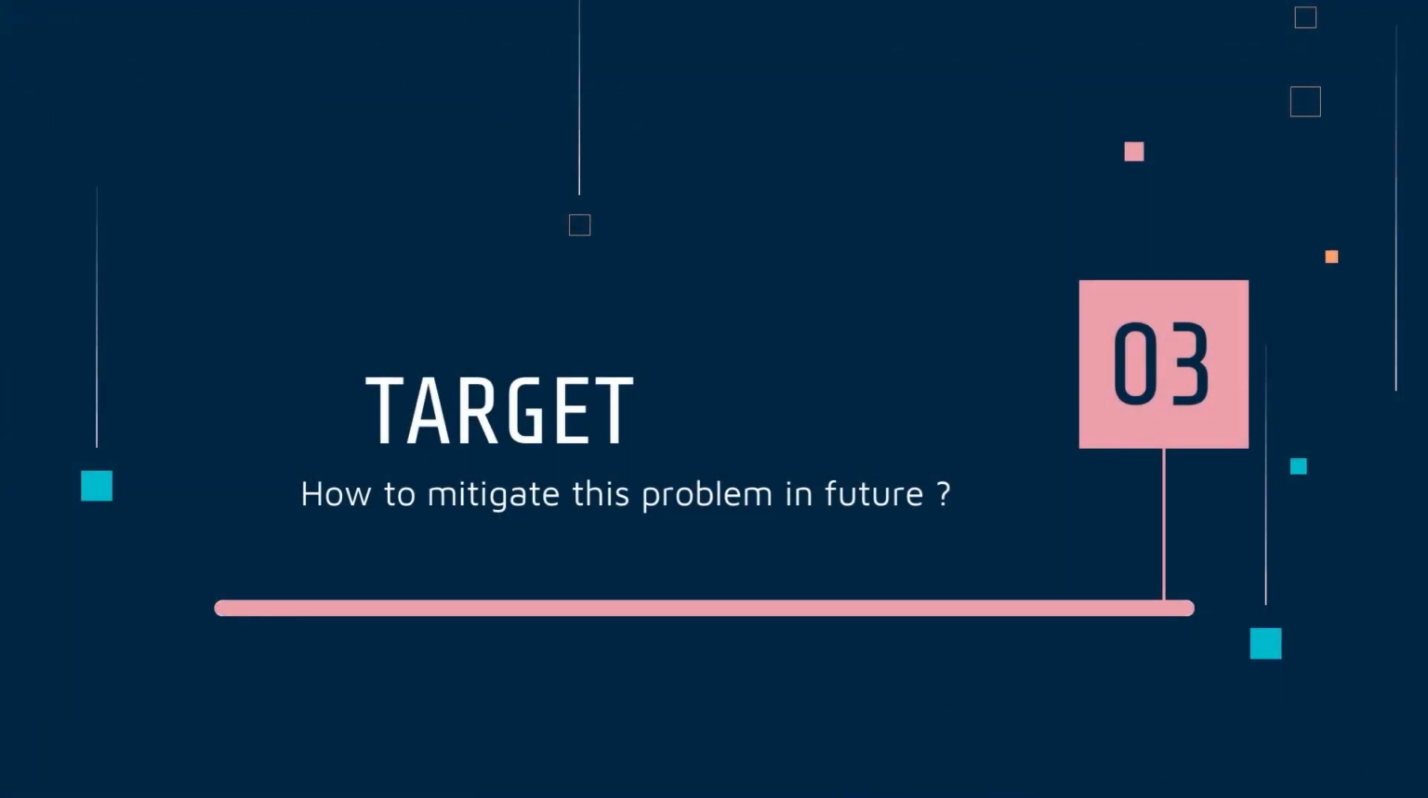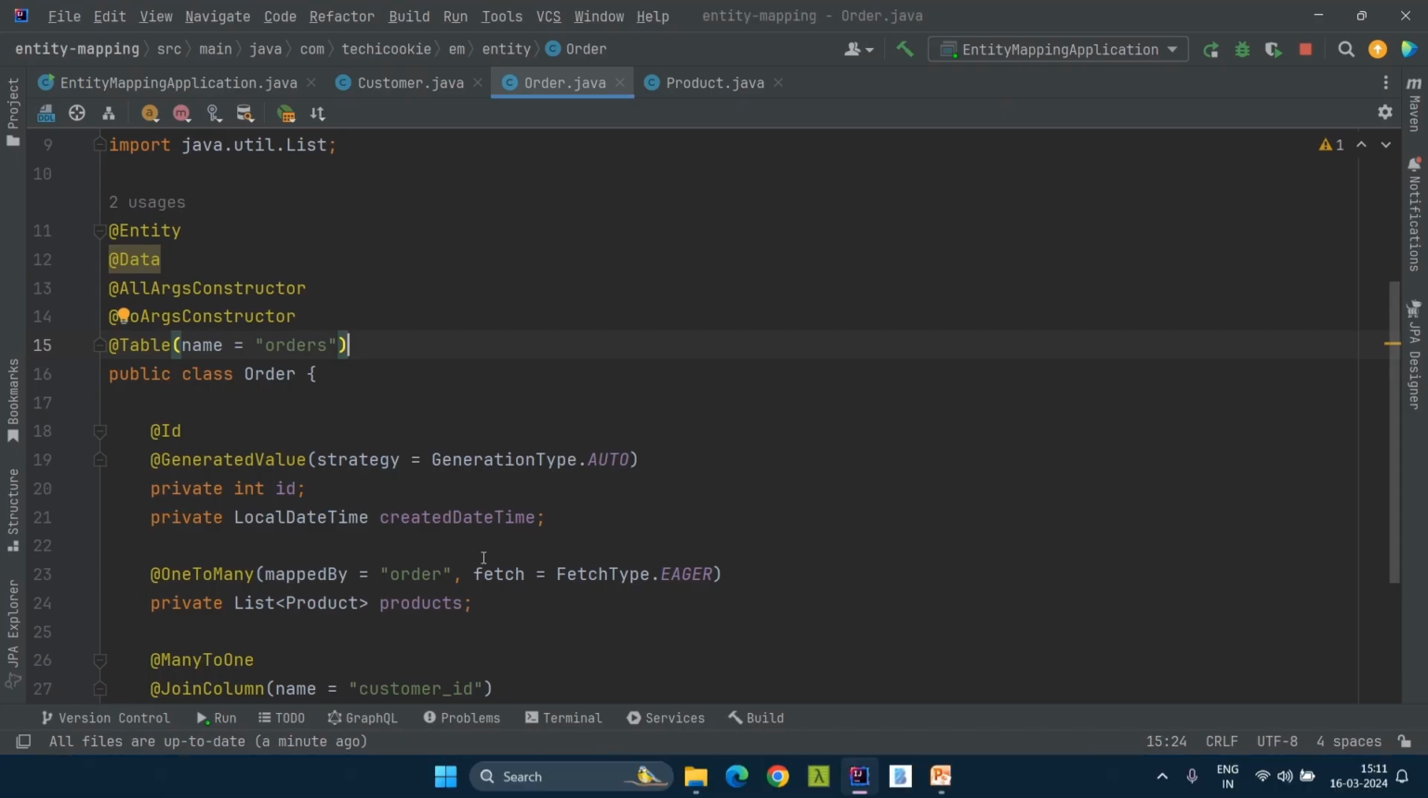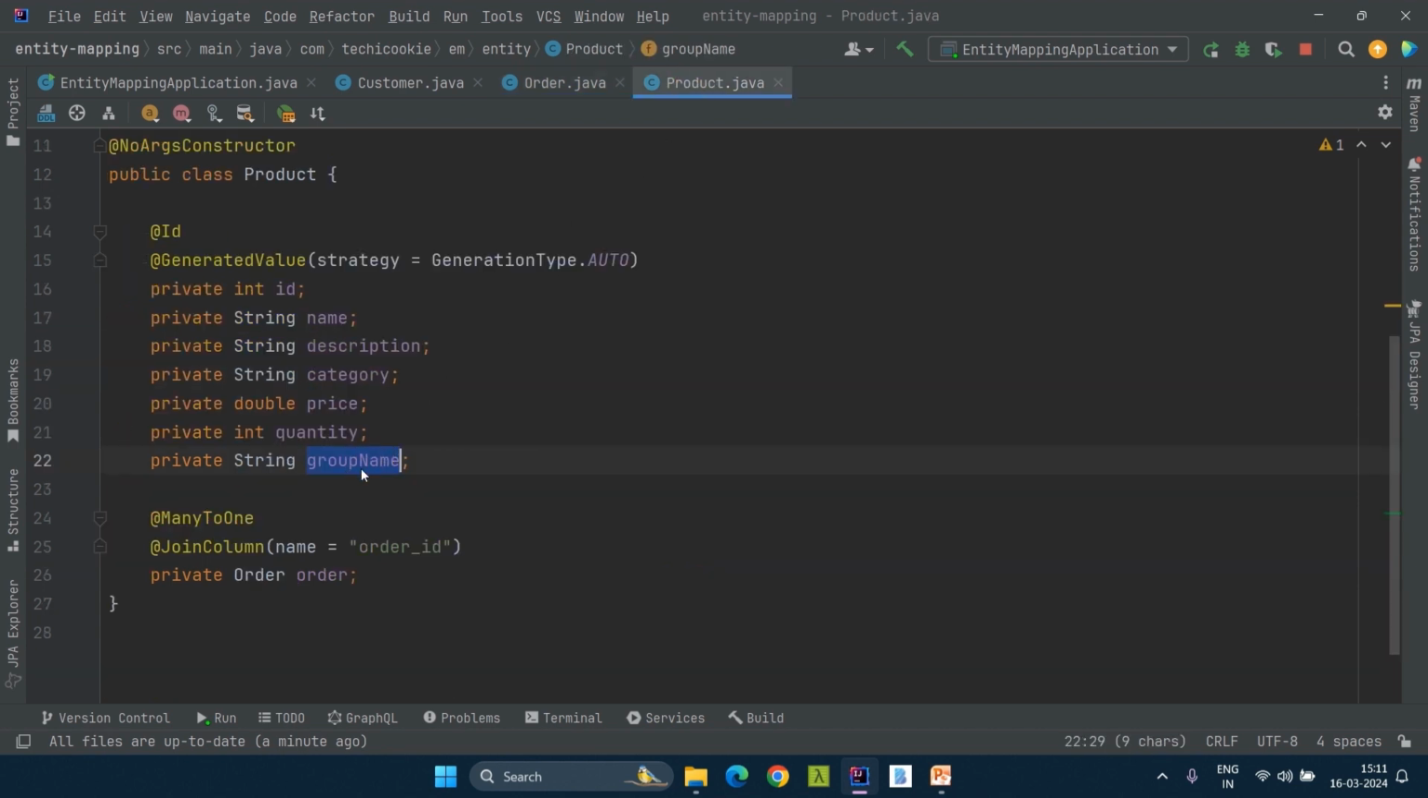Alright, welcome to step 3. Now here we will see how we can mitigate this problem in our future projects. Just one thing that I want to request of you all: please keep an eye on entity names and make sure that you are not using any reserved keywords as your entity name or anywhere in your entity. As we have seen in this example, a reserved keyword was part of our entity name in the case of orders, and part of an attribute, group, in the product entity. Whenever we are designing our entities, we ideally should not use any words which are reserved keywords of the underlying database.